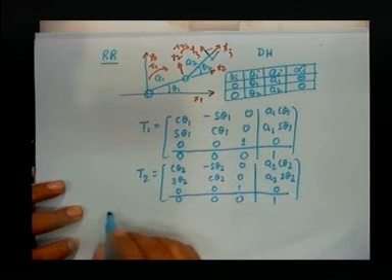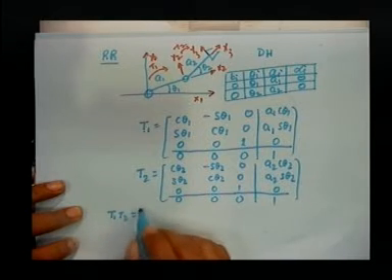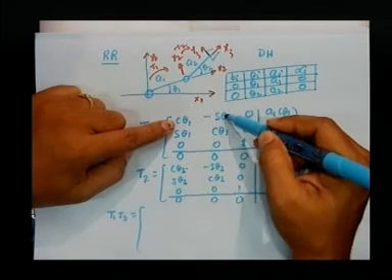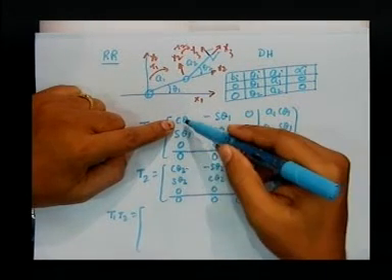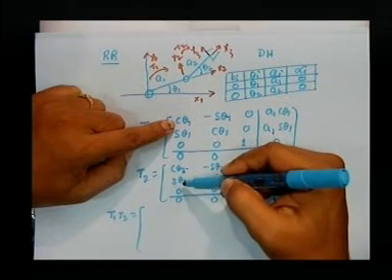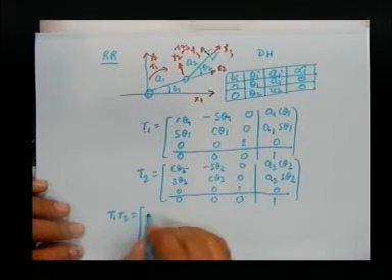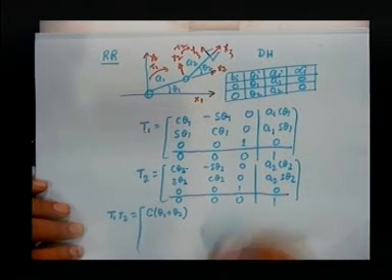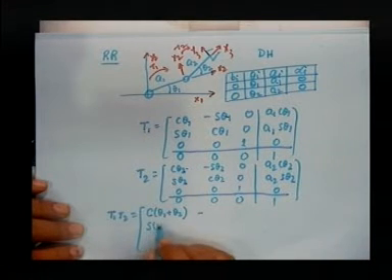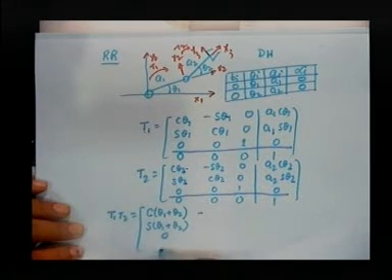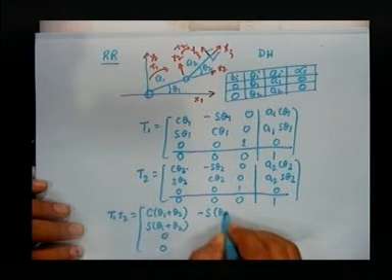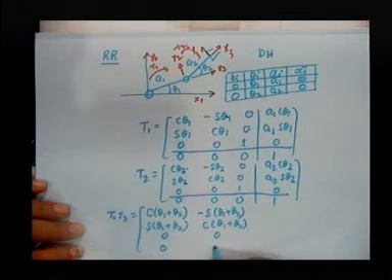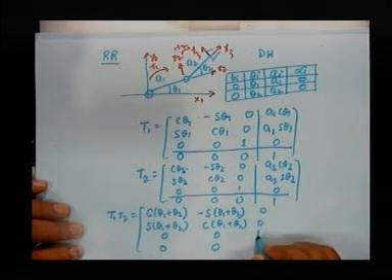If you multiply T1 and T2, cos theta 1 cos theta 2 minus sin theta 1 sin theta 2, which is nothing but cos of A plus B. So, I can write cos of theta 1 plus theta 2. In fact, you can check similarly, this will be sin of theta 1 plus theta 2, this will be 0, this will be 0, this will be minus sin of theta 1 plus theta 2. You can please check later on, this will be 0, 0, 0, 0, 1, 0.